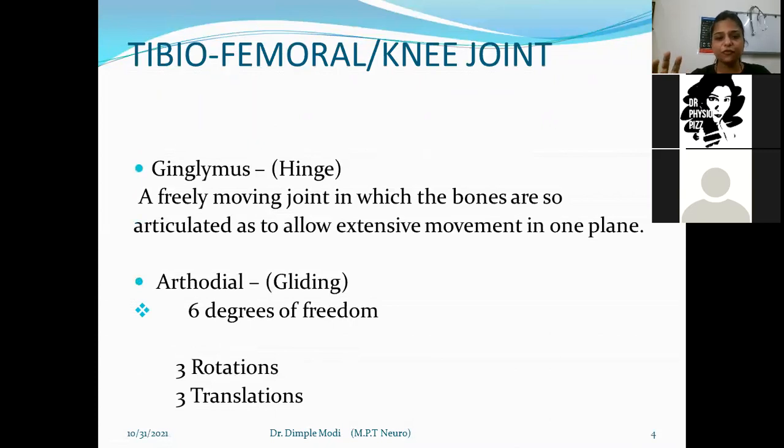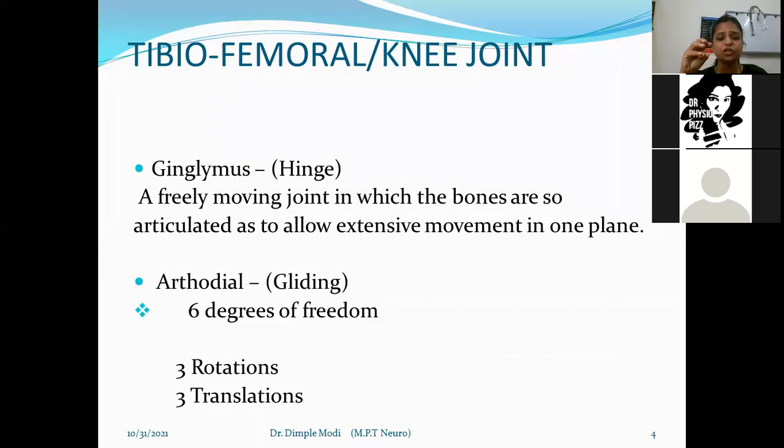So there are 6 degrees of freedom, 3 rotations and 3 translations. The knee joint works in conjunction with the hip joint and the ankle joint. It is responsible for the moving and the supporting function. It gives stability as well as mobility, which is reflected in its structure and function. There are 2 distinct articulations in the knee joint. One is the tibiofemoral joint and the other is the patellofemoral joint, which are enclosed in a single capsule.